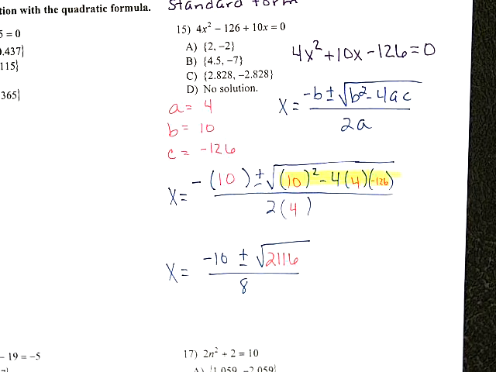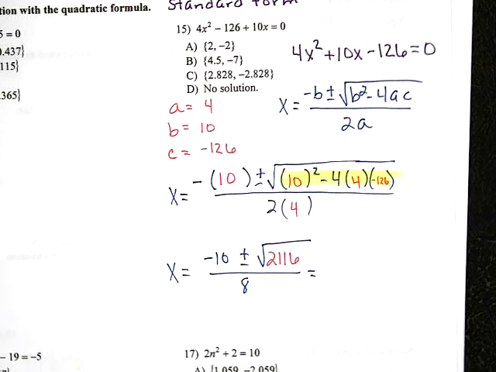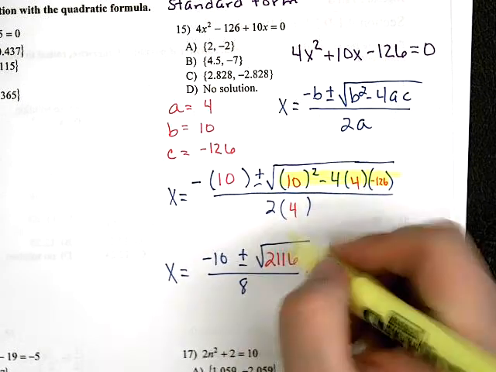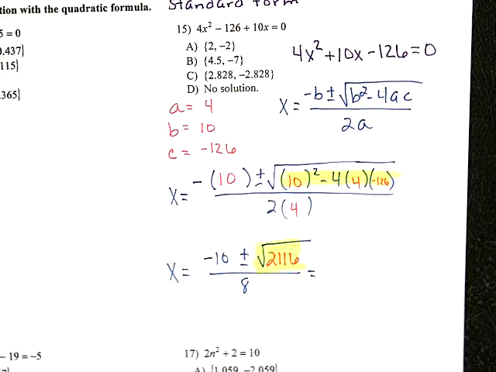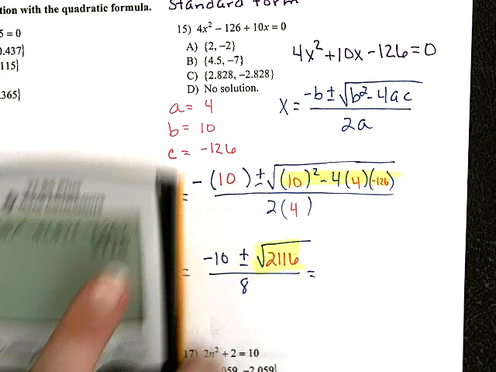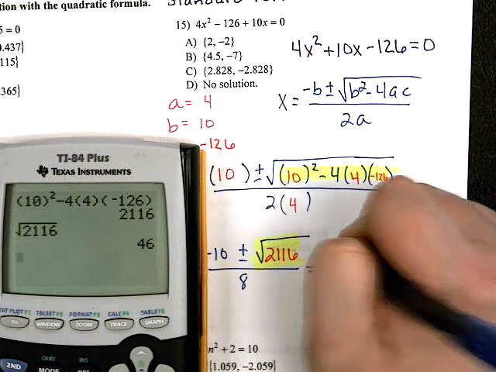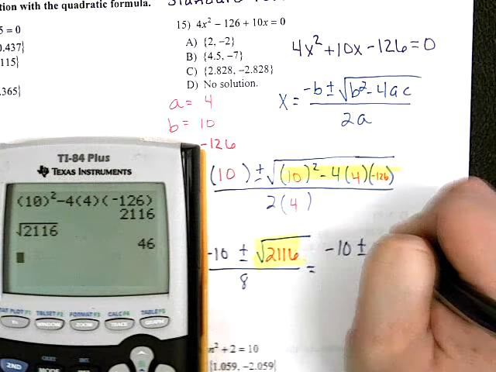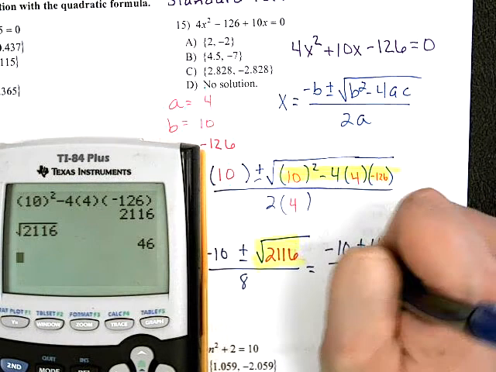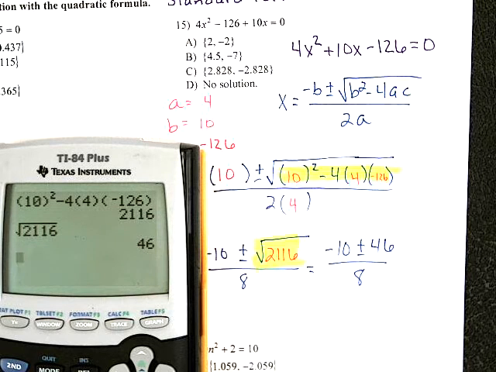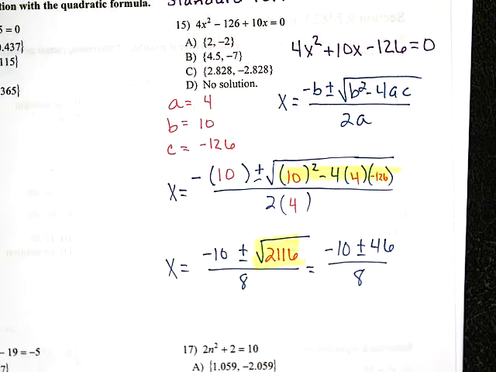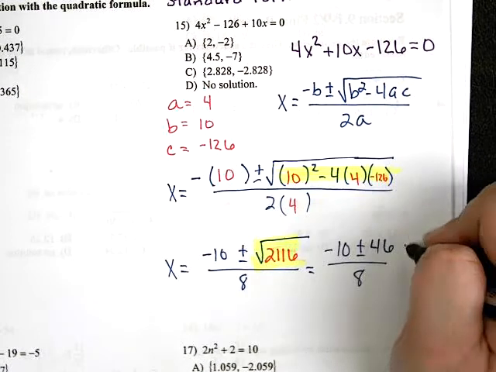Okay, so -10 plus or minus the square root of 2116 all over 8. Now we can go ahead and plug in the square root part. So in our calculators, we're going to do the square root of 2116 and we get 46. So this is now -10 plus or minus 46 all over 8. Okay, and then we have to remember that this plus or minus means we're going to write 2 equations.